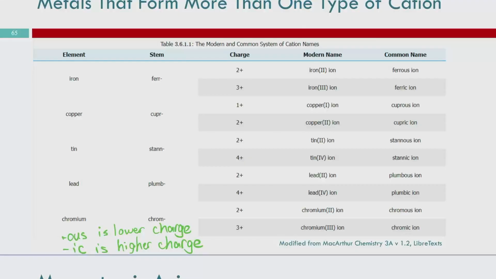Again, the thing that they have in common is that the -ous ending is the lower charge version, the -ic one is the higher charge version. Not all of the metals that can form more than one charge have these older names, but several of them do, and there are some of them that you do have to have memorized, which I forgot to talk about in lecture, but hopefully everyone's watching the video.